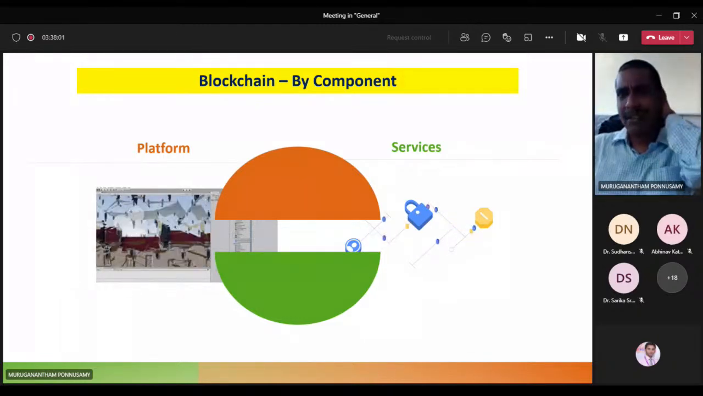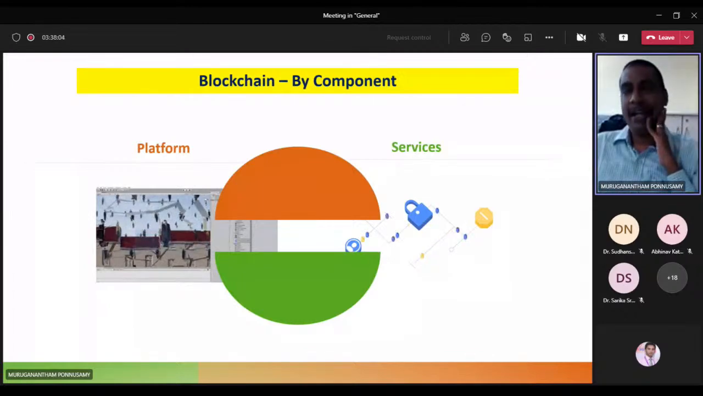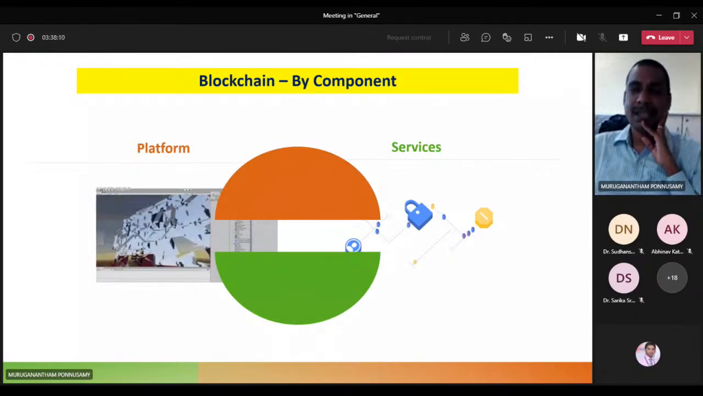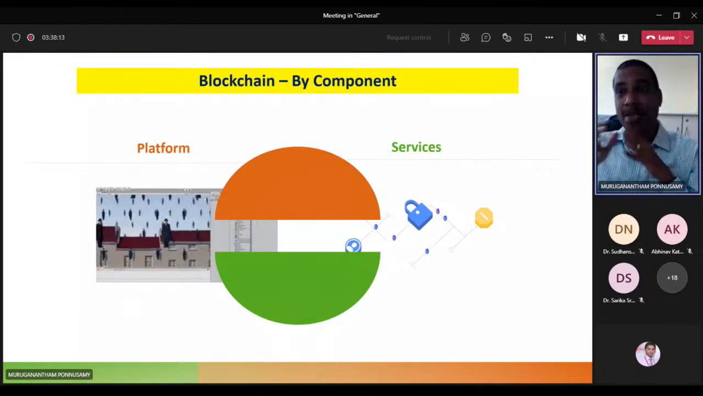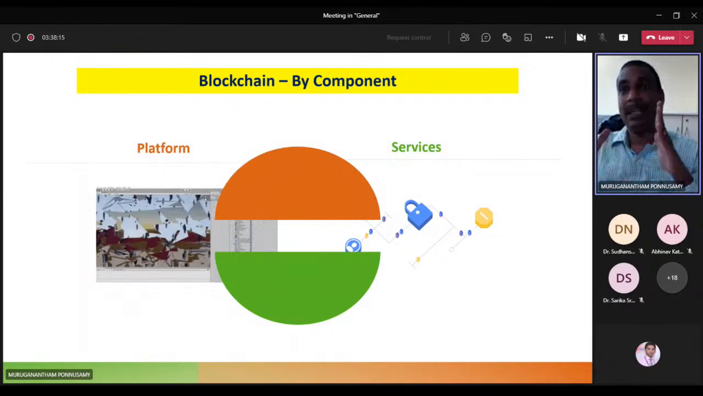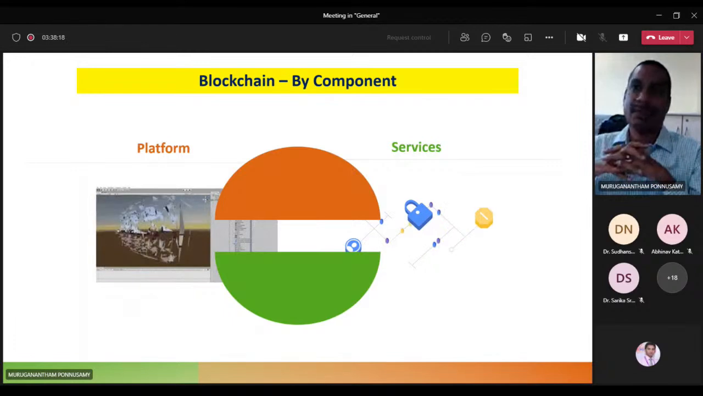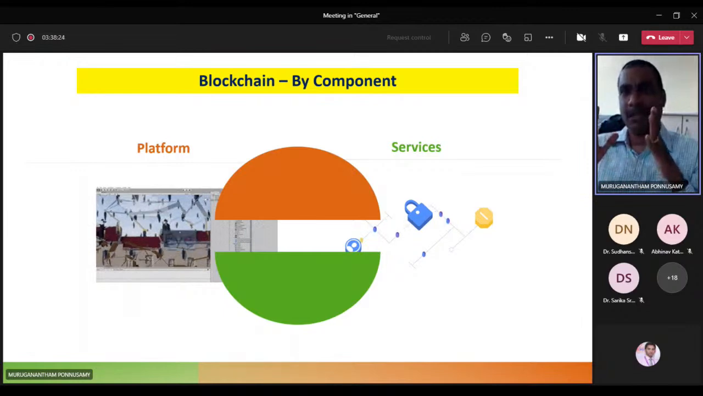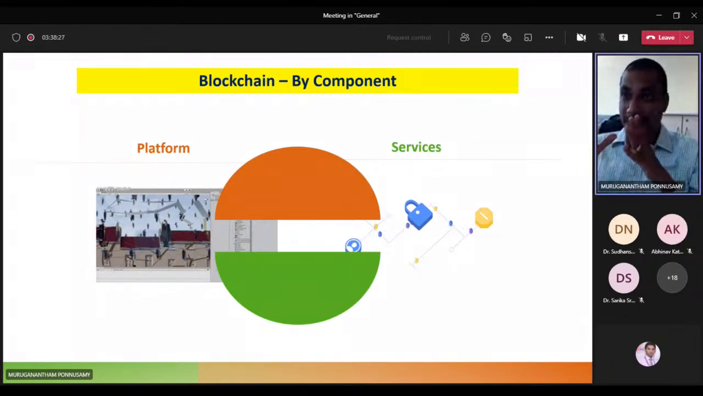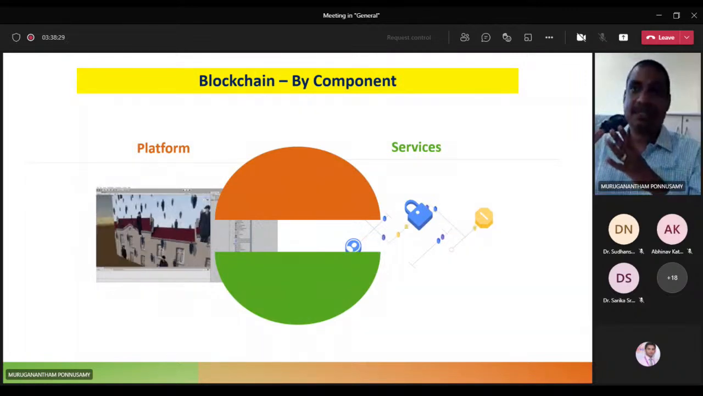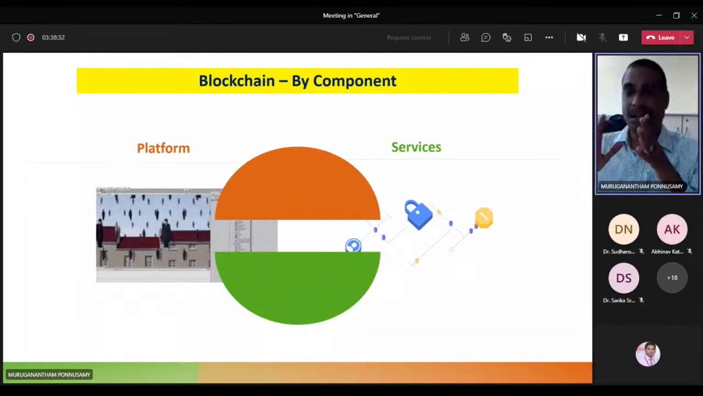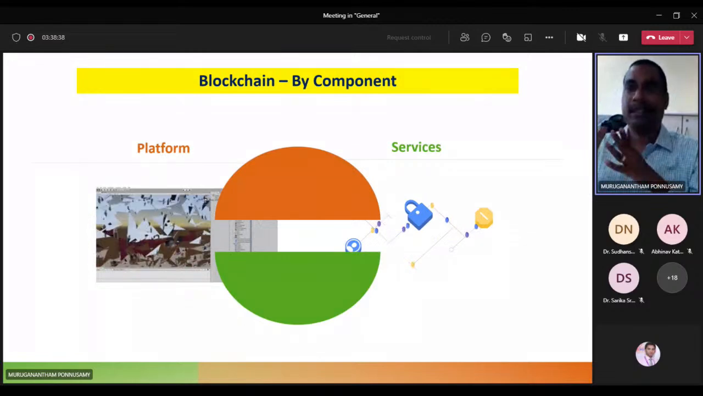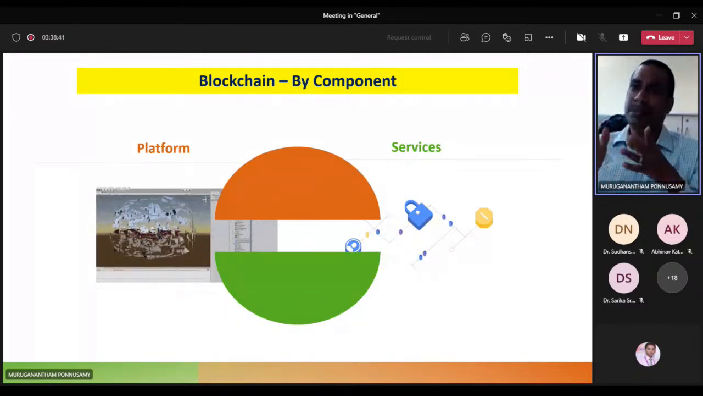Then comes the platform. I gave 3 examples, public as well as private. But the components of BC can be classified majorly as platform or service. What is it? These BC platforms allow the development of blockchain-based applications. They can either be permissioned or permissionless. Examples I mentioned: Ethereum, Hyperledger, R3, Ripple, right? And many more are there.